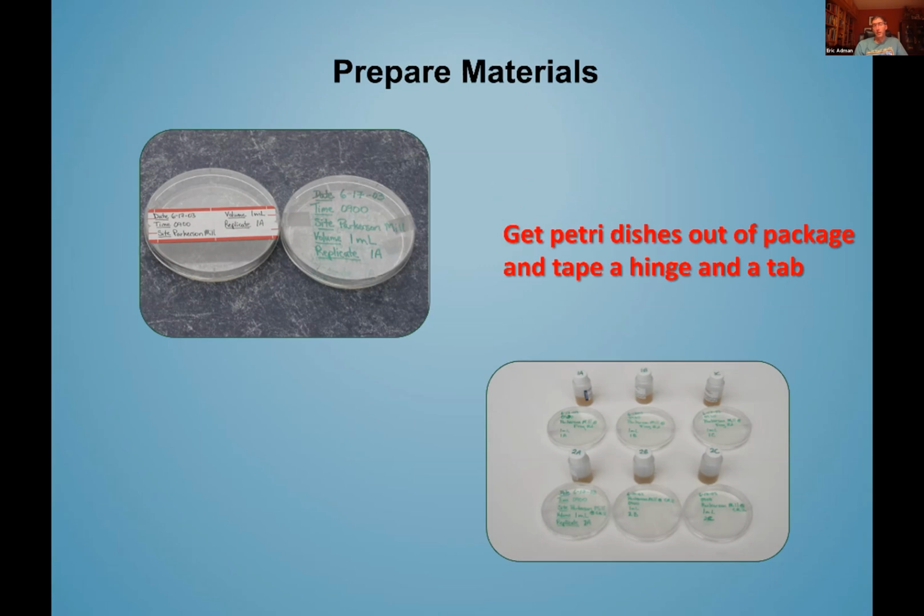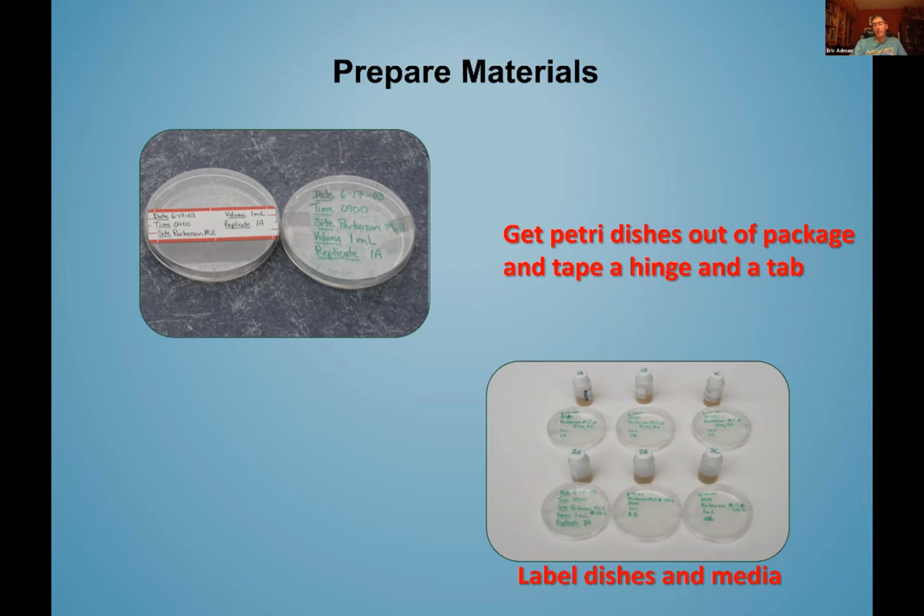So typically we do that by taking a piece of Scotch tape and making what we call a hinge on one side and what we call a tab on the other side. The tab is just a piece of tape that you can peel back a little bit, enough to open the Petri dish. So that's another step that you're going to do.